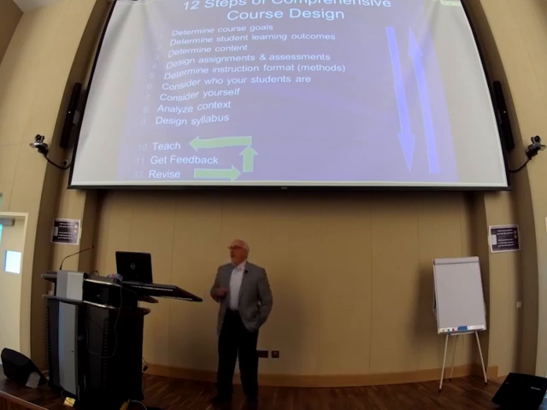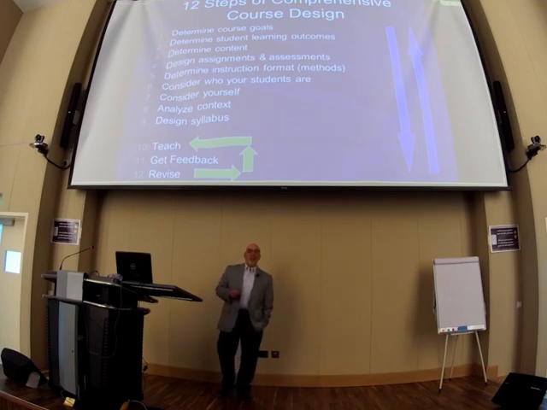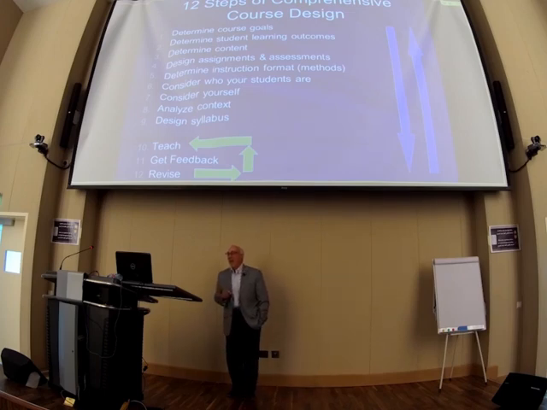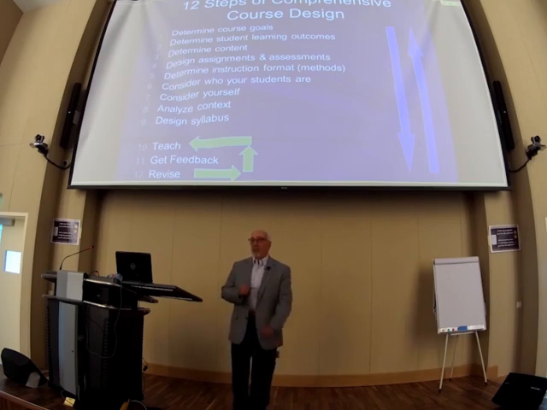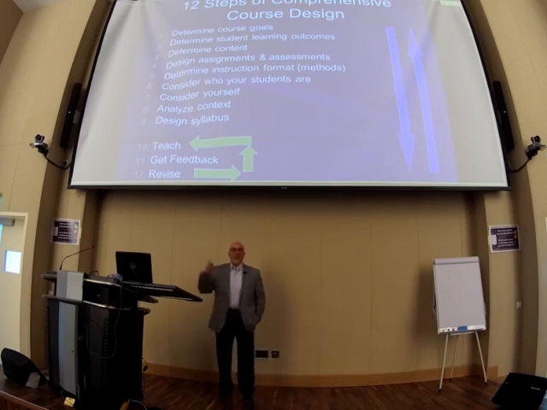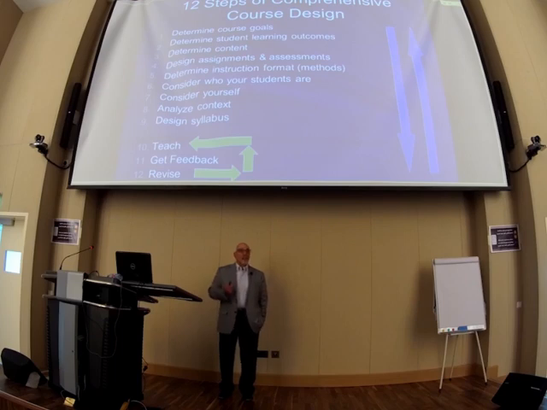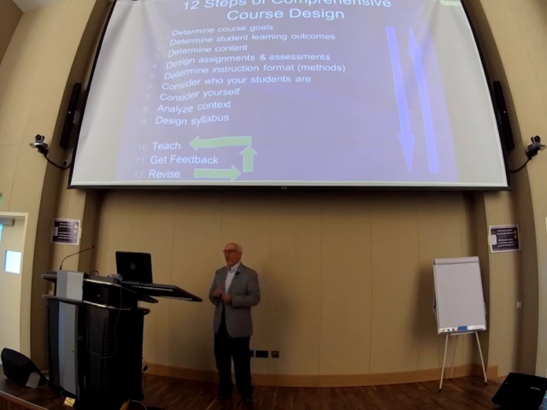So, here's my 12-step process. This is in your handout of comprehensive course design. We're going to walk our way through these 12 steps today. First step, determine course goals. Second step, student learning outcomes. Content and assignments can be switched. Assignments and assessments can be 3, and content can be 4. There's no great rule of law that says one has to be in front of the other.